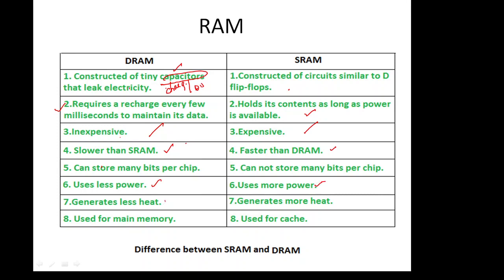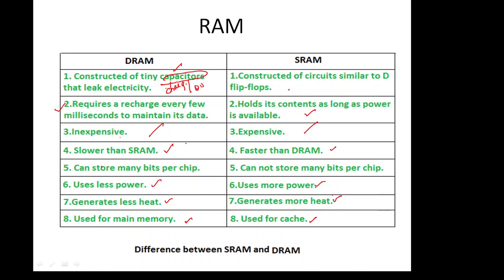When it comes to DRAM, it generates less heat. When it comes to static RAM, it generates more heat. DRAM is used for main memory, and SRAM is used for cache memory. So these are the differences between the different types of RAMs, that is, dynamic RAM and static RAM.